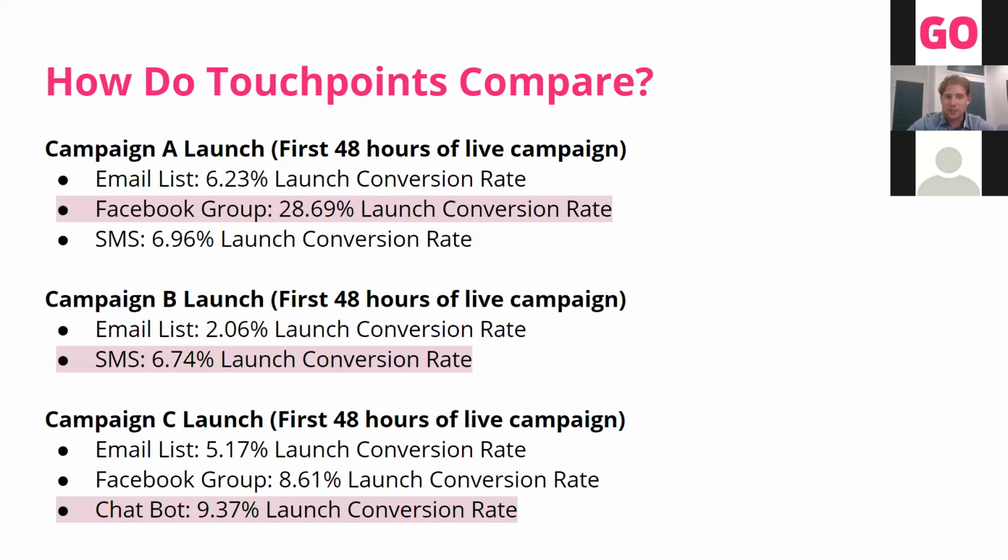But look at that difference there, email list to Facebook group. That's a really sizable difference. Campaign B, we look at an email list conversion rate of 2.06%. We have an SMS conversion rate of, again, close to 7% there. 3, almost 4 times more powerful than that email list. Campaign C, email list at 5%, Facebook group at almost 8.5%, 9%, and chatbot, this is a Facebook Messenger list, converted at 9, coming up on 10% in that first 48 hours.